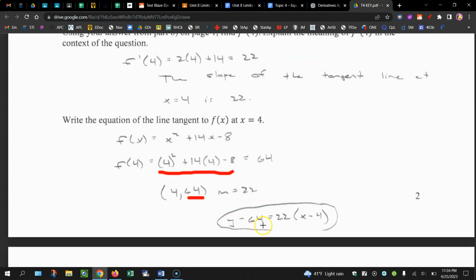So y minus the y-coordinate equals the slope, this 22, times x minus the x-coordinate, x minus 4. So this is your tangent line equation at the point x equals 4. In the next video, we'll cover a couple more examples.